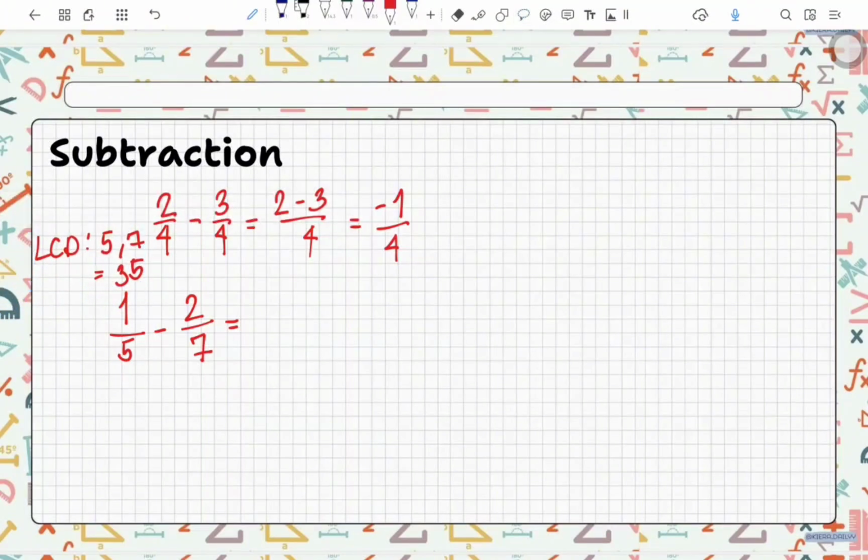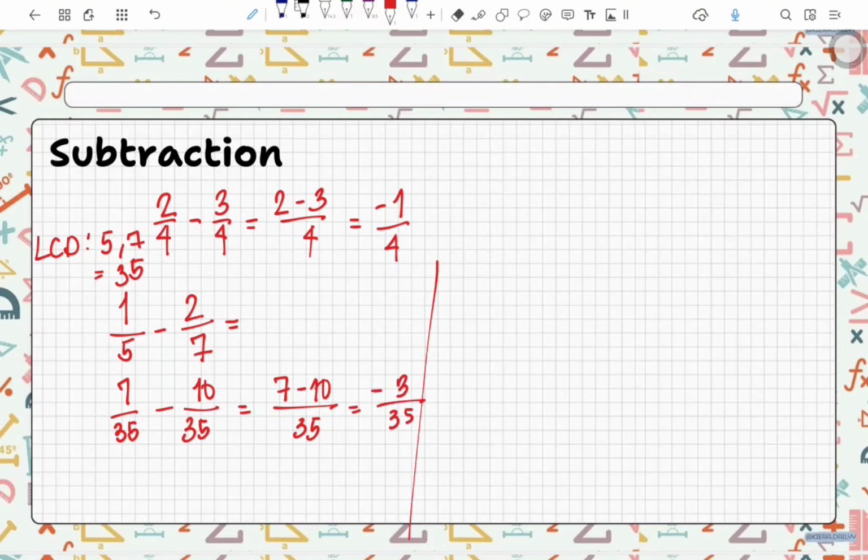Proceeding on, let's have over 35 minus over 35. Again, the first one should be division. We are going to divide that, and the answer we are going to multiply on the top. So 35 divided by 5 is 7 times 1, 7, minus 35 divided by 7, 5. 5 times 2 is 10. So this is 10. So 7 minus 10 over 35, which is equal to negative 3 over 35.